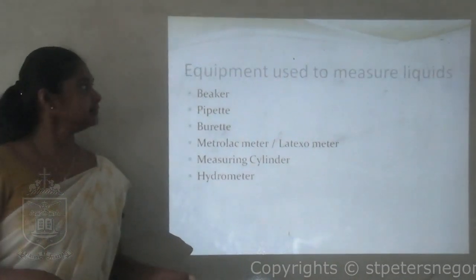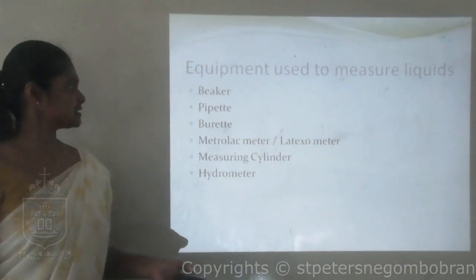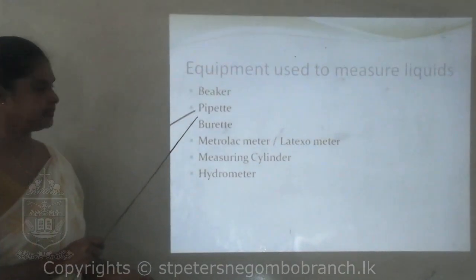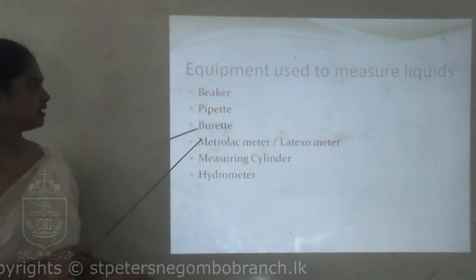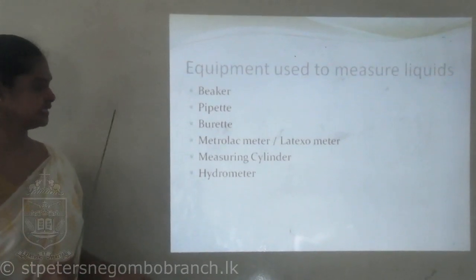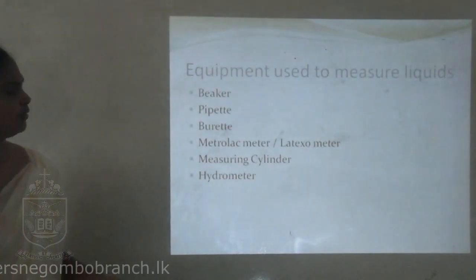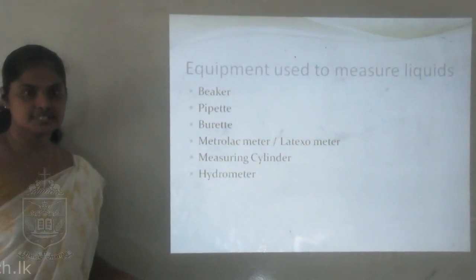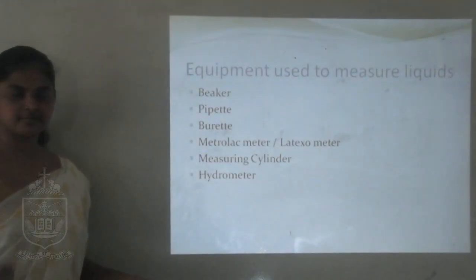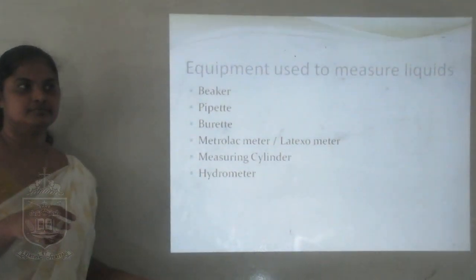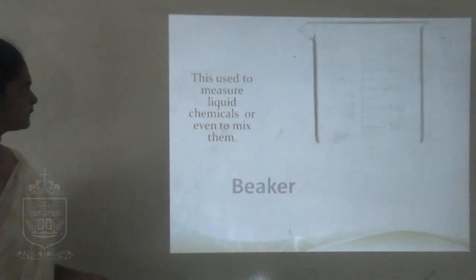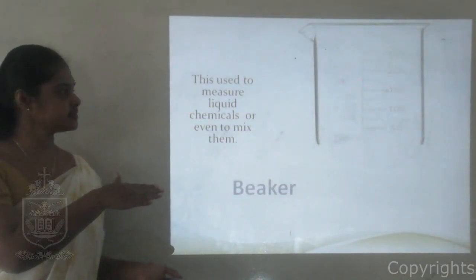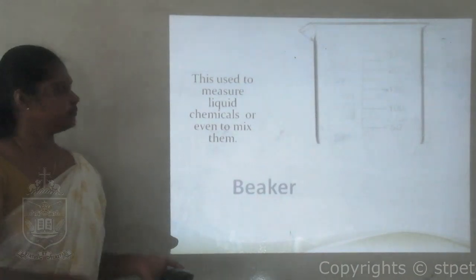Now we are going to learn about the equipment used to measure liquids. There are several: beaker, pipette, burette, metrolacmeter, measuring cylinder and hydrometer. All these equipments are used for various purposes, especially in science and mathematics practicals. So now you can see these figures one by one, the diagrams of all these measuring equipments.